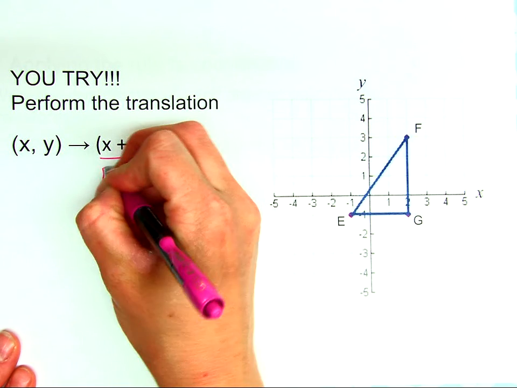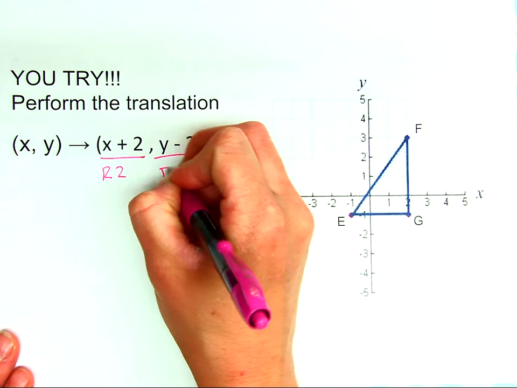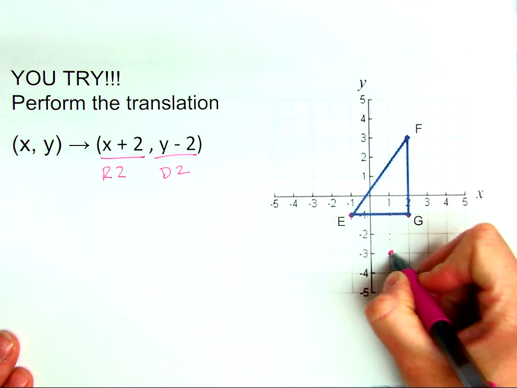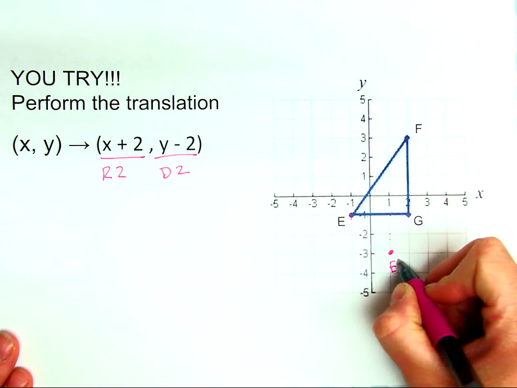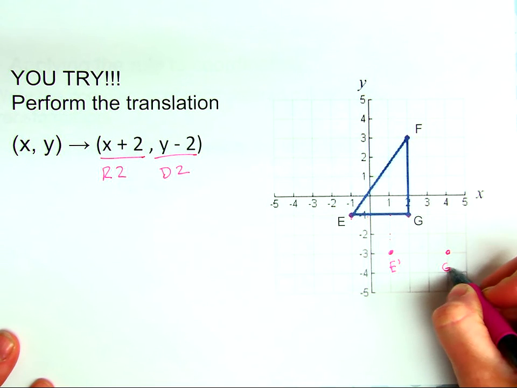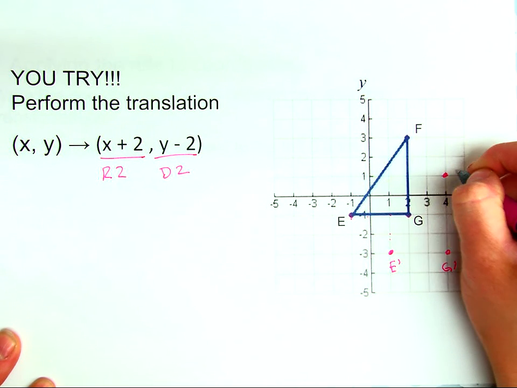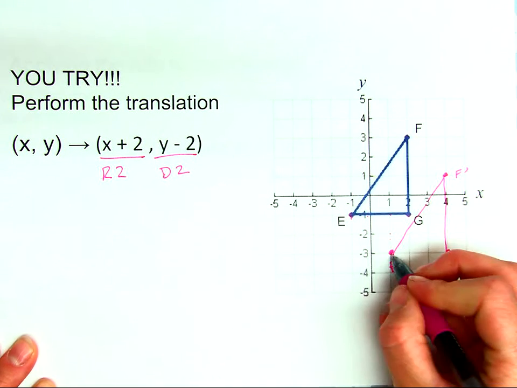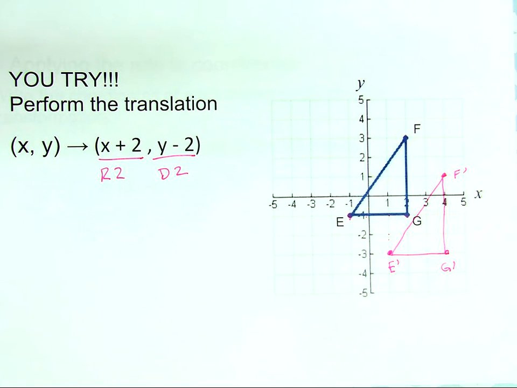So this is telling you to go to the right 2. This is telling you to go down 2. So right 2, down 2, E prime, G prime, F prime. There we go.